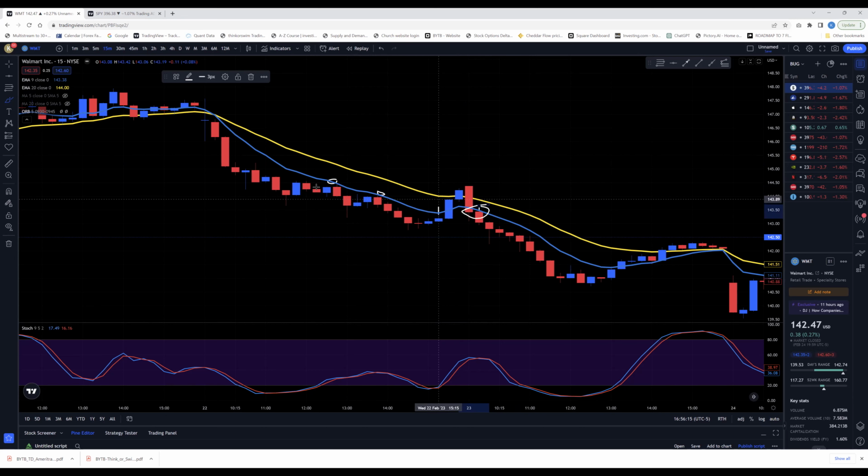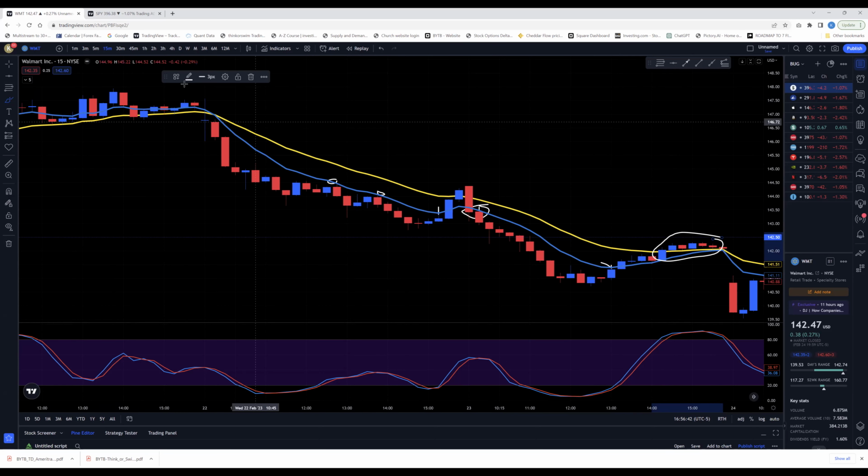As long as the 9 is below this 20, we are technically still in a downtrend. Right? We're technically still in this downtrend. And again, it hit this line here and rejected it. Now it's starting to come up. And see, when the 9 is close to the 20, you get consolidation. See that? Consolidation. So you don't want to take a trade there.